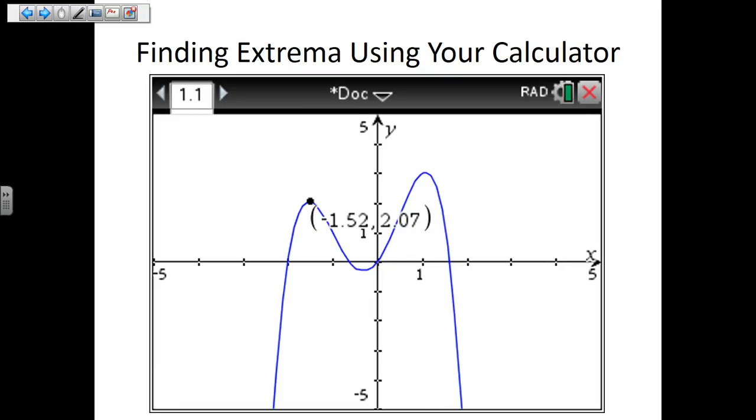Again, we have a really nifty way of doing it in calculus, but the calculators do a great job of finding our maximums and minimums. Now this is an estimate. These decimals do go on farther, so pay attention to how many decimals you need to go to for your answer.